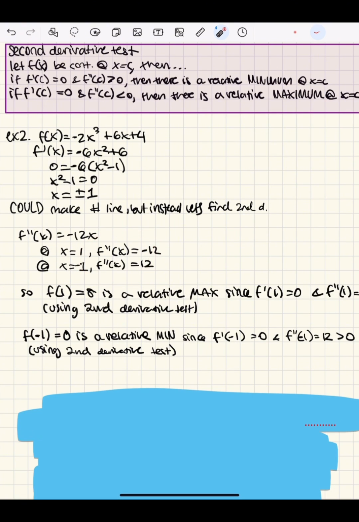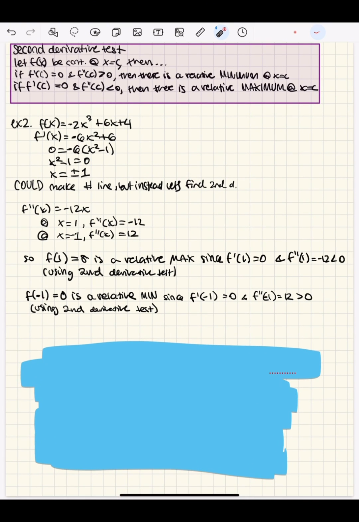So then you would say, great, f of 1 equals 8. Where we're getting 8, we're plugging 1 back into this original one, just like we did for the first derivative test. This is what I mean, it's pretty similar. It is a relative maximum, since f prime of 1 is 0 and f double prime of 1 is negative 12, it's less than 0. So, of course, if it's less than 0, then it's going to look like this, right? And so if f prime of 1 is 0, then we know that this is a relative max, right?